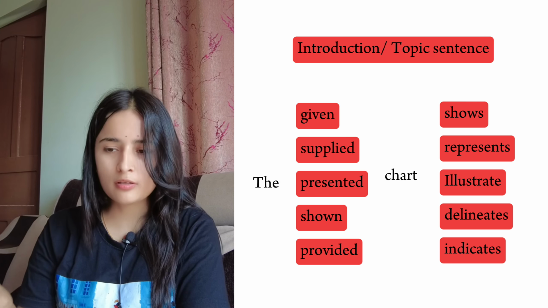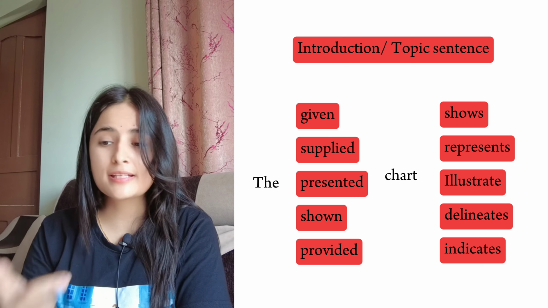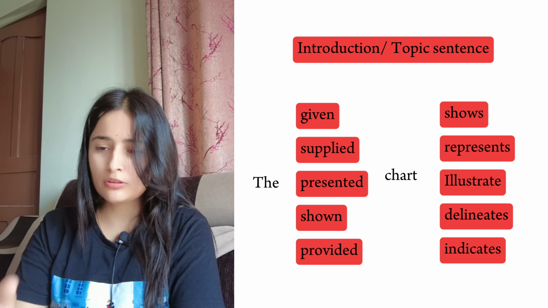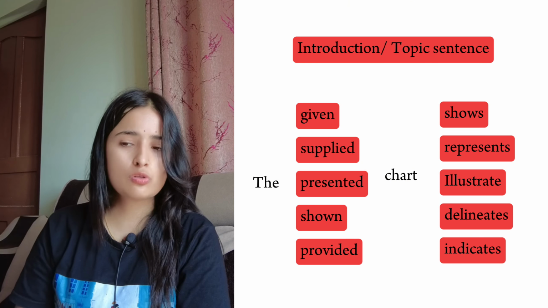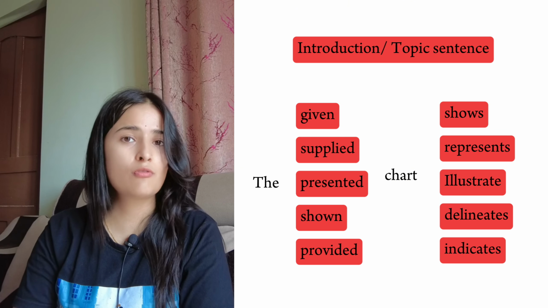There are a few different types of words you can use while writing a topic sentence, such as the given chart, the supplied chart, the presented chart, the provided chart, the given chart shows. Using these different types of words also shows your proficiency in writing English.